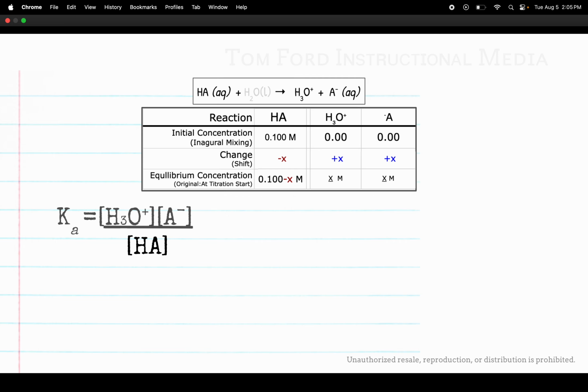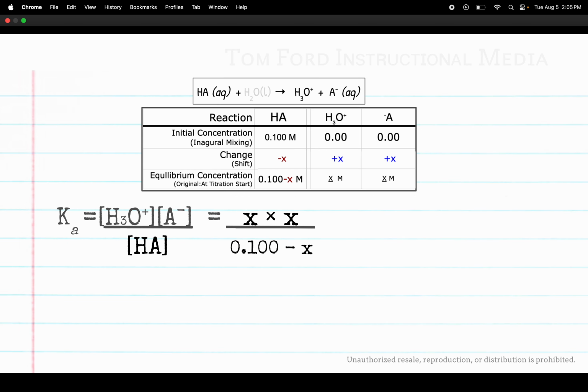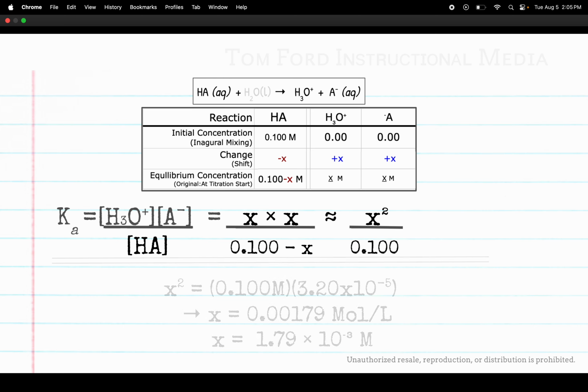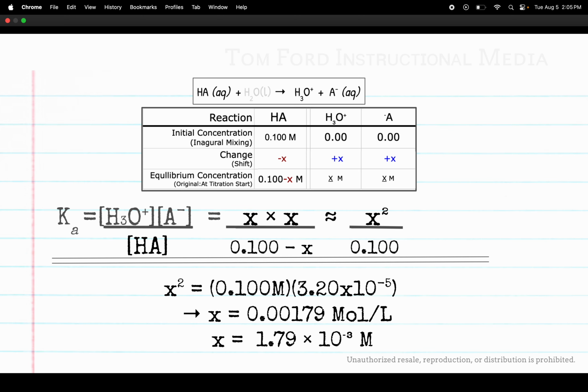Substituting X into that formula as the concentration gives us again X squared on top. Now, can I ignore the denominator? Yes, the shift from 0.1 moles per liter is so small it can indeed be ignored. If the shift were bigger, I'd need to use the quadratic formula, but not here in this case. Solving for x squared equals molarity times the acid dissociation constant.